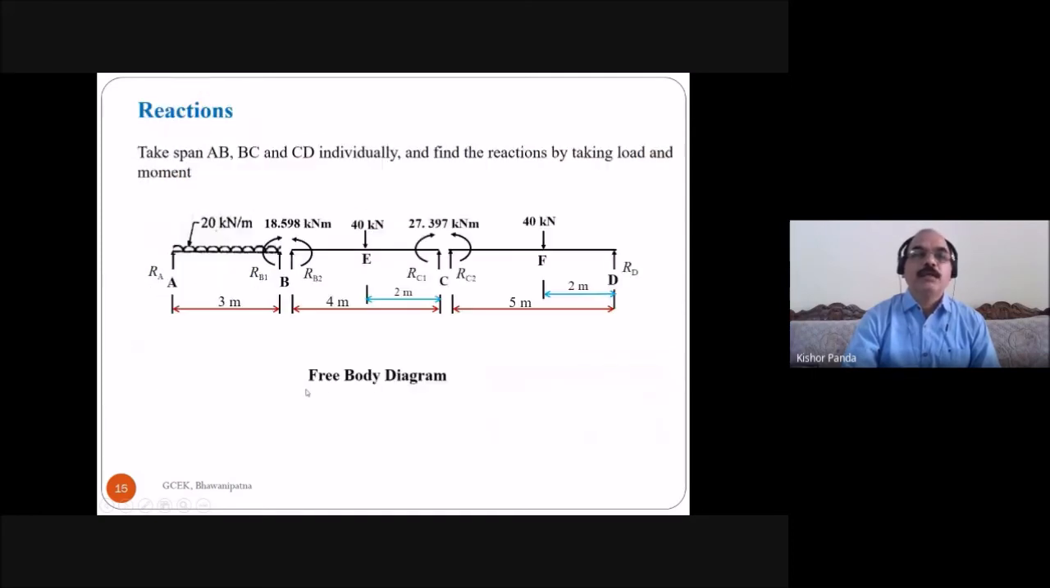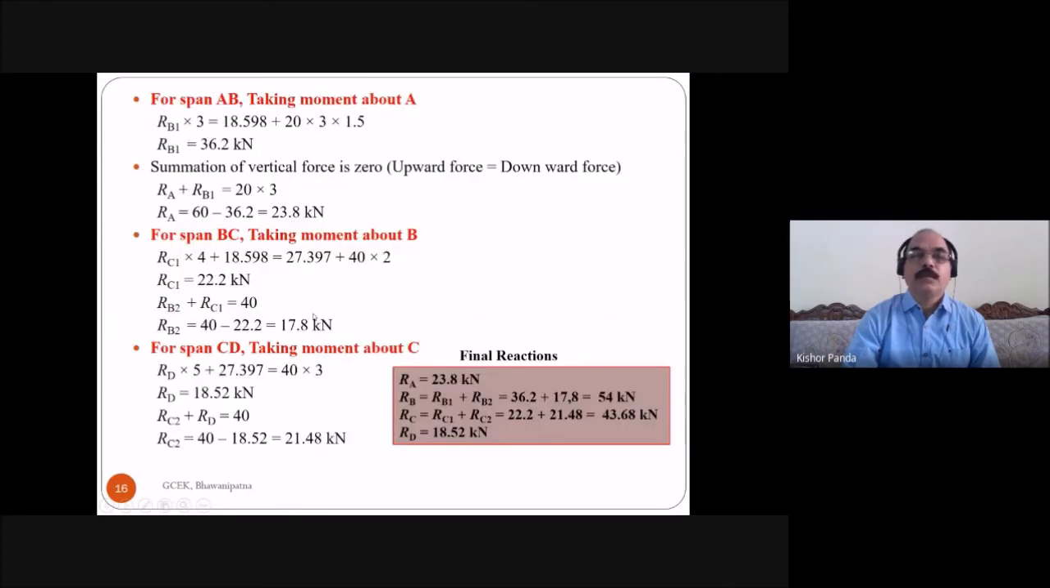Then you find out the final reactions. This is RA, and what is the reaction at B, and what is the reaction at C? So RB is equal to RB1 plus RB2: 36.2 plus 17.8 is equal to 54 kilonewton.